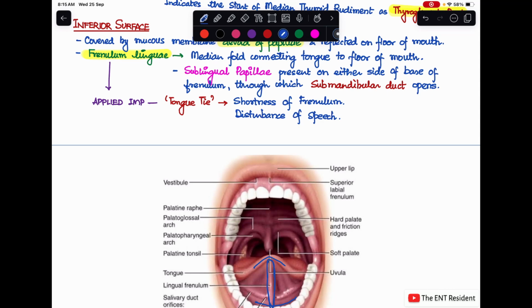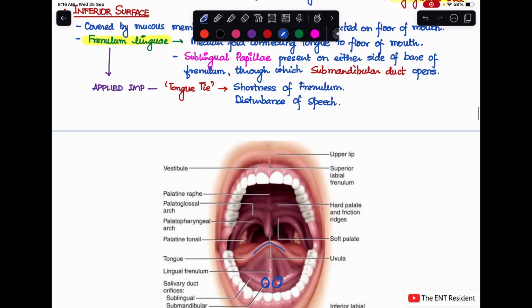And what is the importance of this median fold? You will see on both sides of this fold there are two little openings. These are called the sublingual papillae. Now, what is the importance of the sublingual papillae? These are the papillae through which the submandibular duct opens into the oral cavity. The submandibular duct transports saliva from the submandibular gland and opens into the oral cavity through these sublingual papillae on either side of the frenulum linguae.